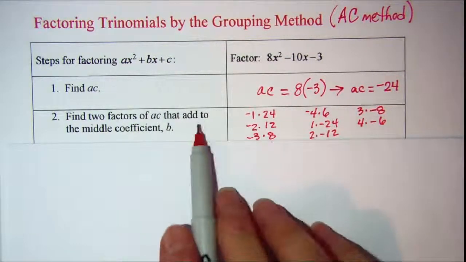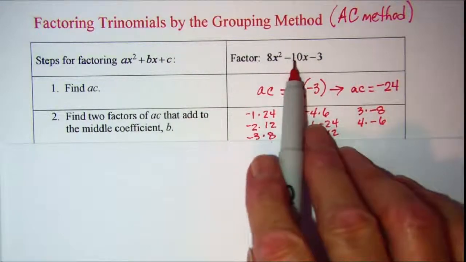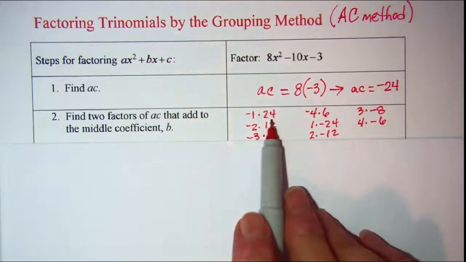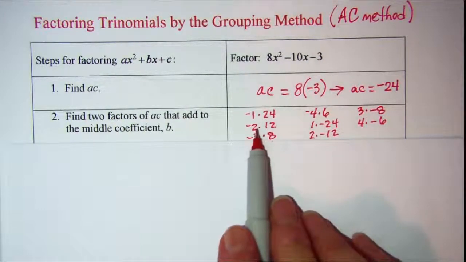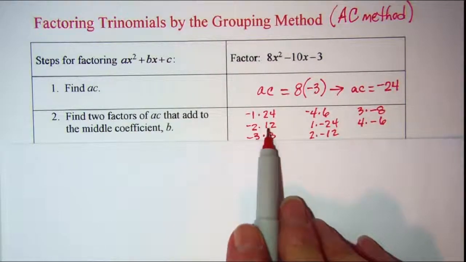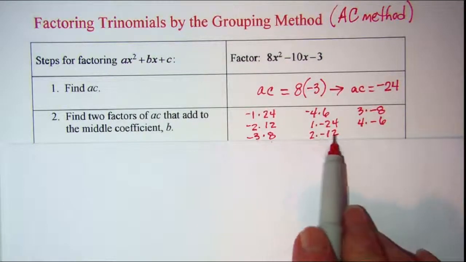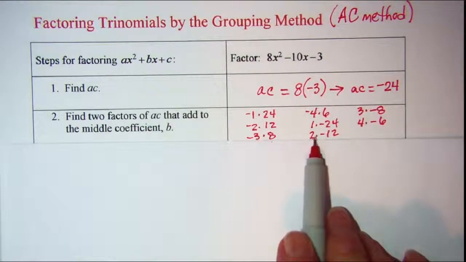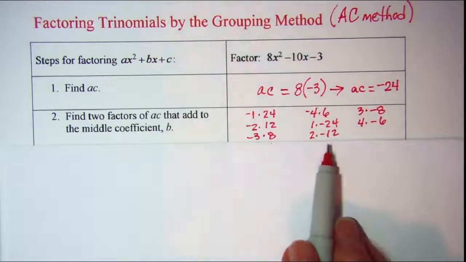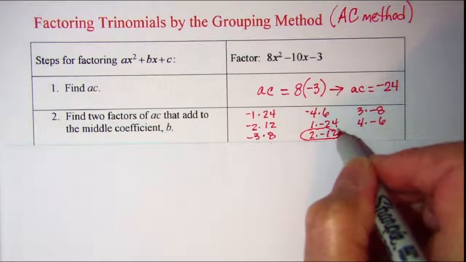Now I want to add the two numbers together to get a negative 10. So the sum here is 23. Nope. The sum here is positive 10, so I'm going to jump on down to this one, and when I add these two together, I get 2 and negative 12 is negative 10. So these are the two factors that I'm going to use.